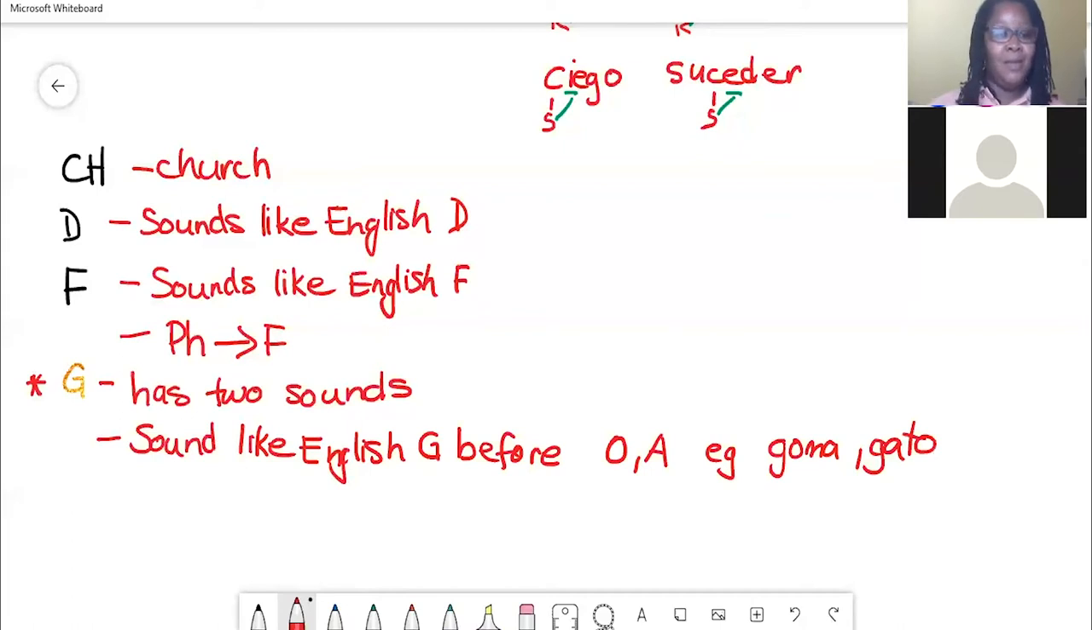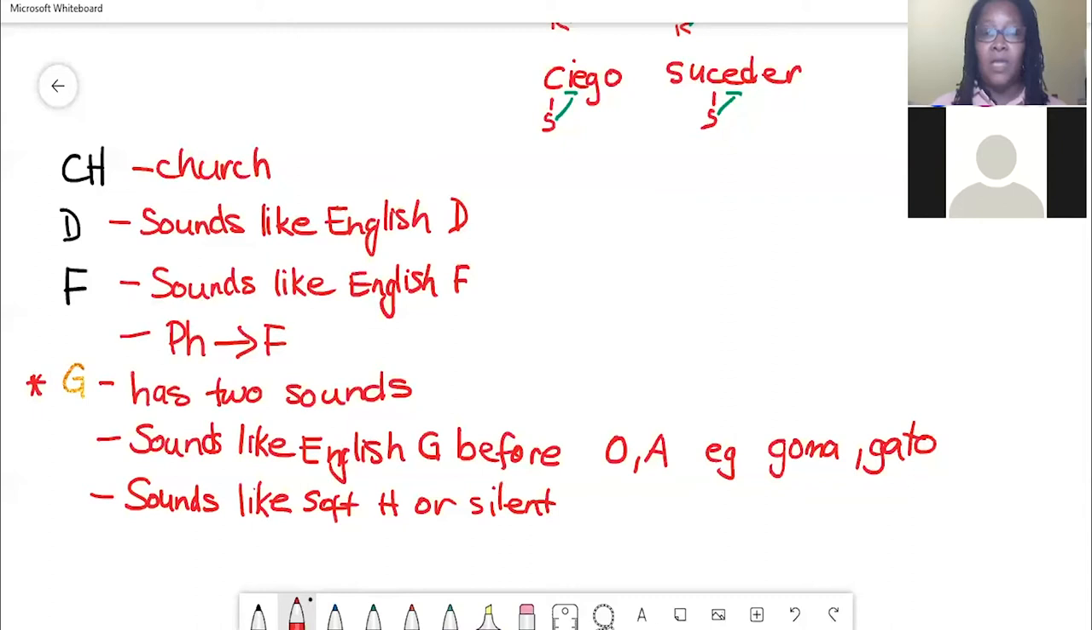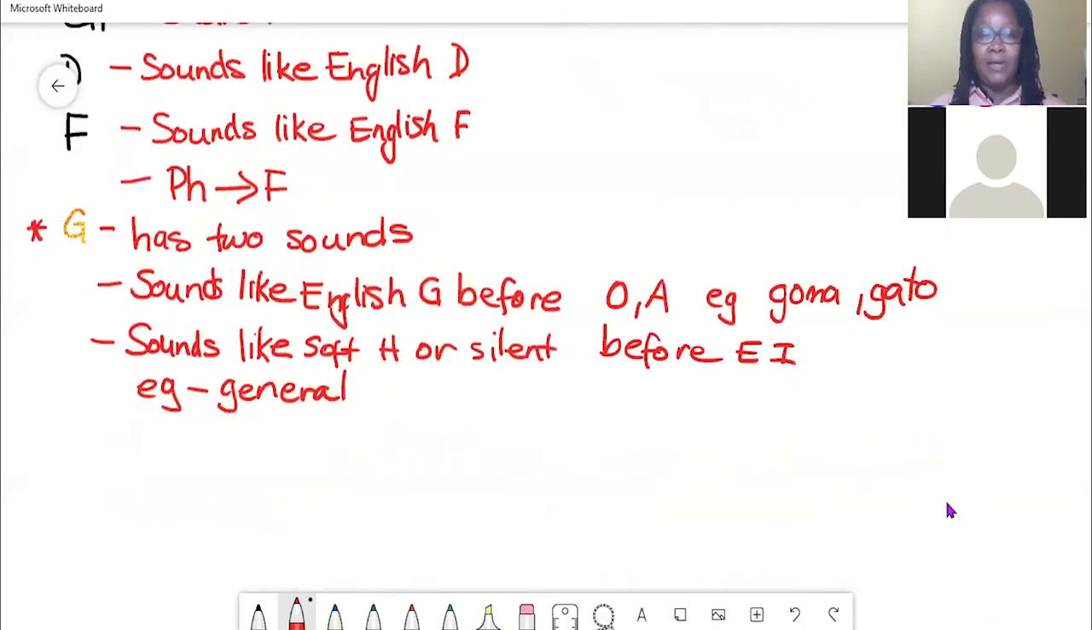However, it's going to sound like a very soft H, or it's going to sound almost silent when it comes in front of E and I. So when you look at this word in Spanish, you would be tempted to say general, but that G is going to sound like an H, so it's going to become general. So that G is going to sound like an H.